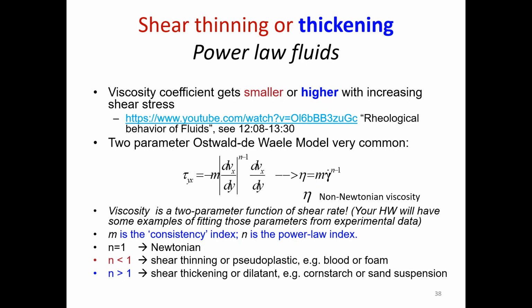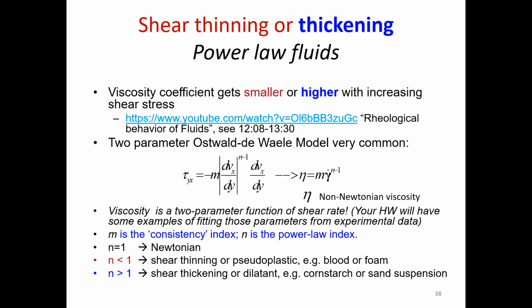When my n is less than 1, with a larger shear rate, I actually get diminishing viscosity, because I'm raising it to a negative power, so it becomes 1 over something large, and that basically diminishes it. So my effective viscosity reduces as I increase the shear rate. And that's shear thinning behavior. Sometimes it's also called pseudoplastic.